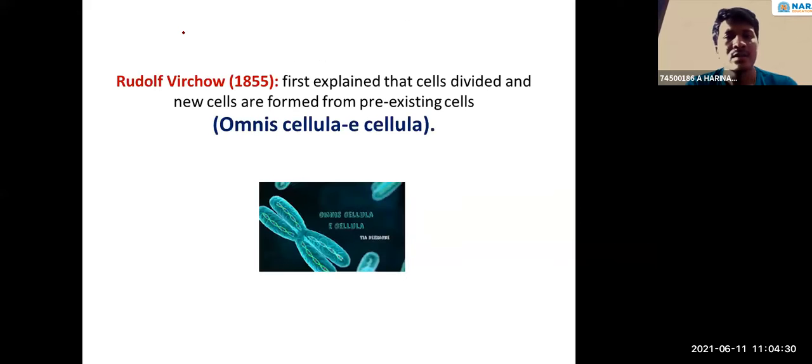Next. So Rudolf Virchow, he explained how the new cells are formed. The new cells are formed from the pre-existing cells. In Latin, that is omnis cellula e cellula.